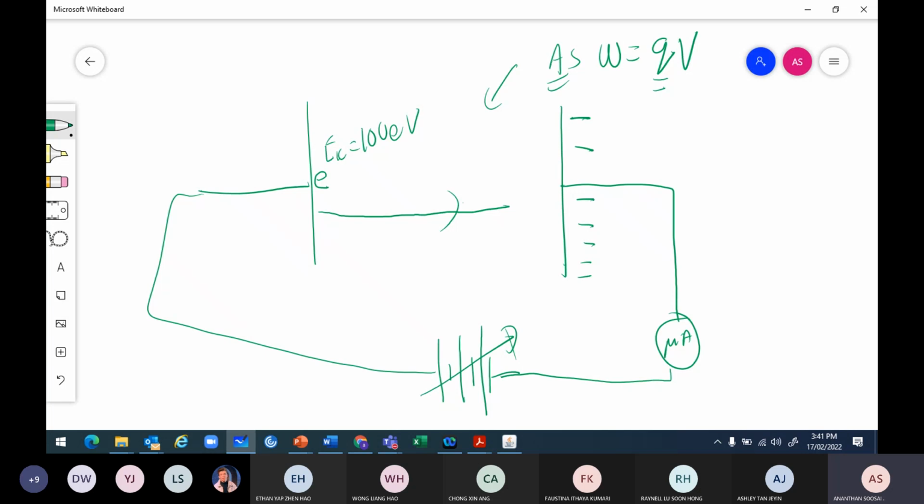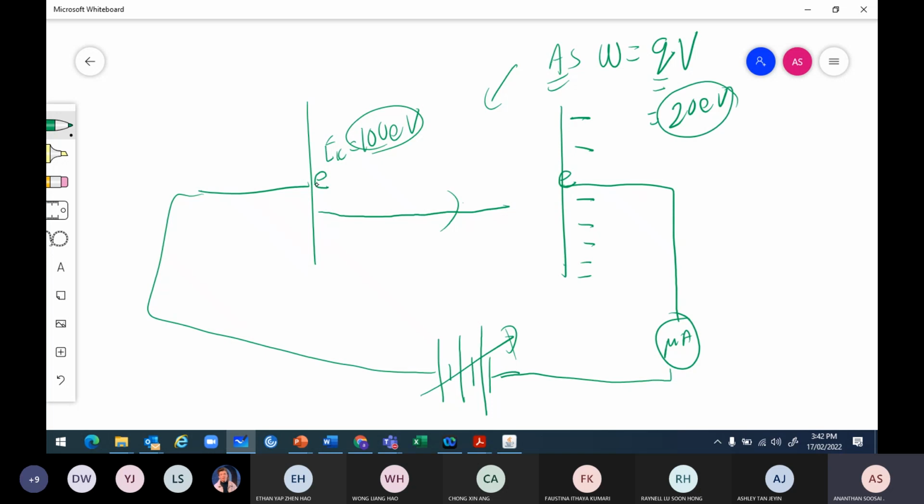Let's say you give a certain small potential difference such that the work done is 20 eV. The kinetic energy of the electron is originally 100 eV. When the electron reaches the plate here, how much kinetic energy will the electron possess? You apply a cathode, you want to slow down this electron. The work done by the electric field is 20 eV.